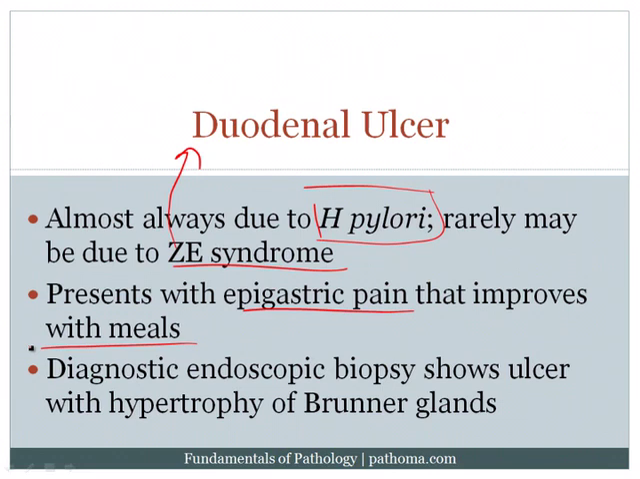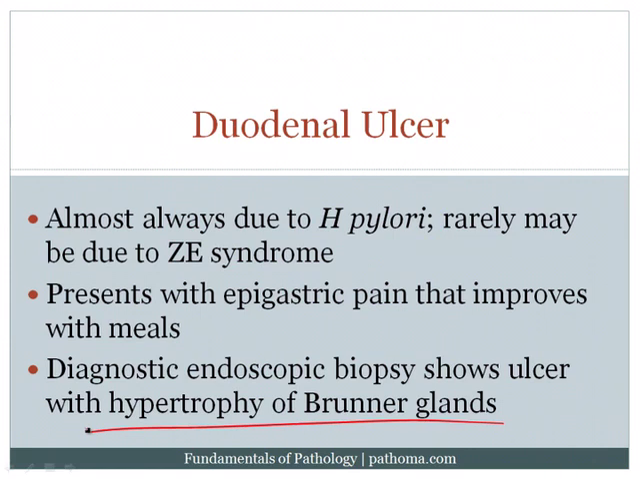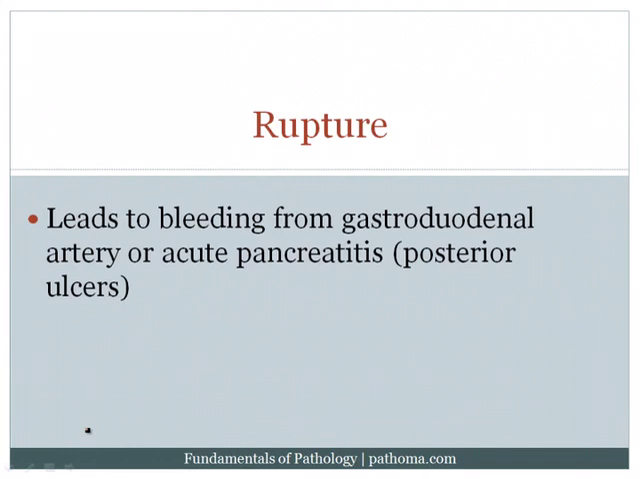Now, the way by which you could prove that there's a duodenal ulcer and confirm the etiology is to do an endoscopic biopsy. And that would show the ulcer along with hypertrophy of the Brunner's glands. And the Brunner's glands are glands present within the wall of the duodenum that of course produce a mucus-like substance. And so, of course, there would be excess mucus-like substance to try to protect against this damage that's occurring with a duodenal ulcer. Now, one of the complications of duodenal ulcer is that it can rupture, and one of the complications of rupture is that you can get bleeding from the gastroduodenal artery, or you can get acute pancreatitis.